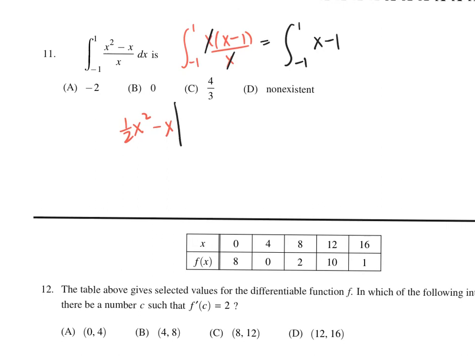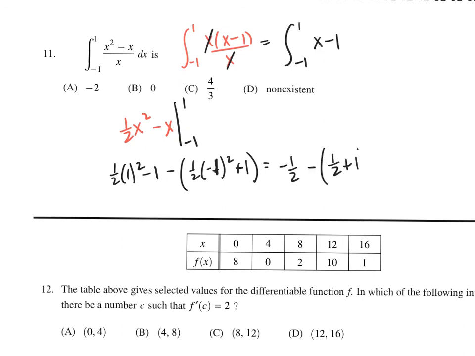We're going to evaluate that from negative 1 to 1. Be careful with your algebra here. I'm going to plug in my upper bound, minus parentheses, plugging in my lower bound, negative 1, squaring it over 2, minus negative 1. So I'd be left with 1/2 minus 1, which is -1/2, minus, negative 1/2 minus 1. That leaves me with -1/2 minus 3/2, which would be -4/2, or -2.